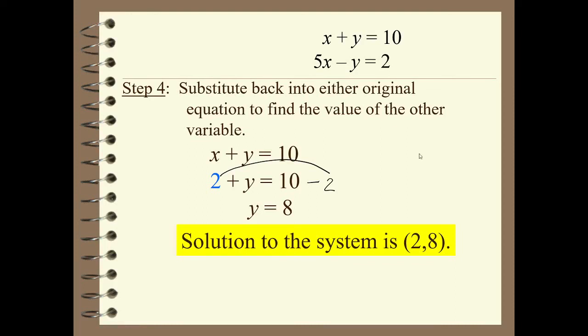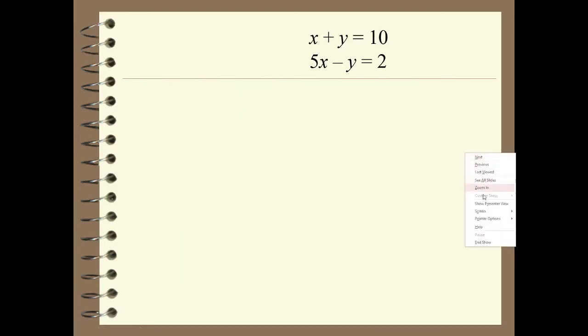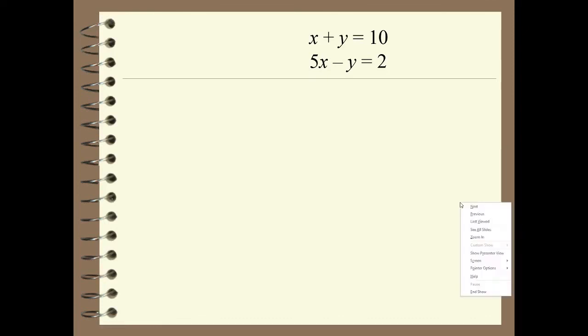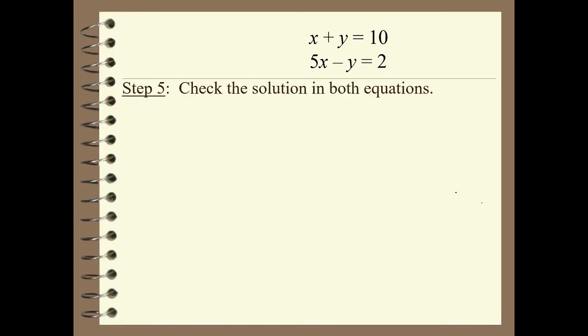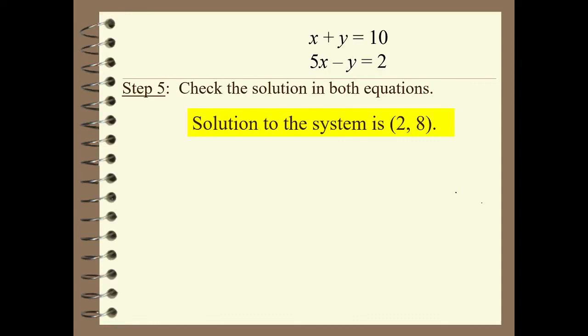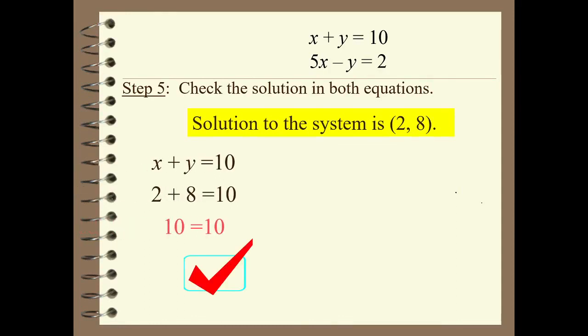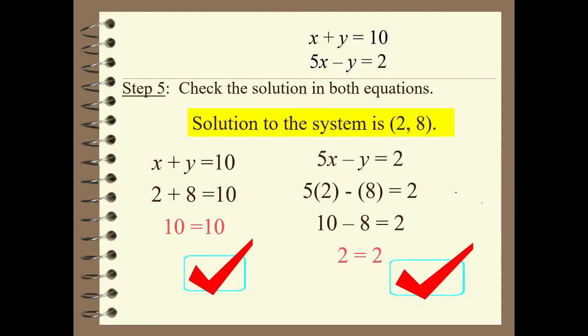Okay? Now let's verify. Let's do the checking. First equation, that's totally checked. 2 plus 8, that's 10. 10 equals 10. That's checked. Second equation, substitute 2 and 8 there. So 5 times 2 minus y, that's 10 minus 8. That's 2 equals 2.